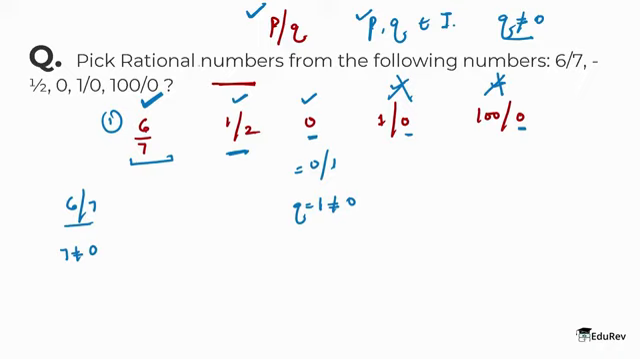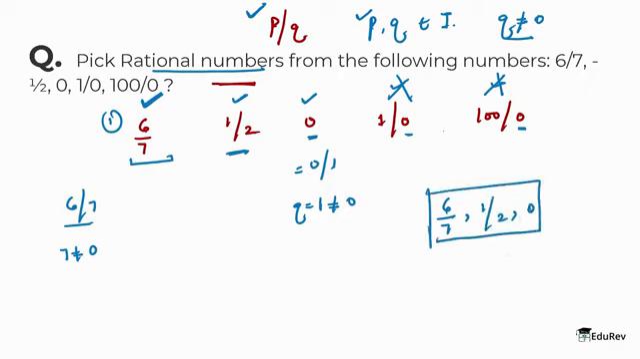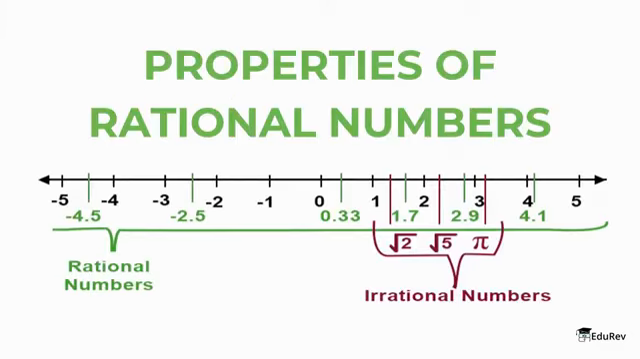So if I need to pick the numbers that are rational numbers from this set, it will be 6 by 7, 1 by 2 and 0. So these three numbers are rational numbers, and the last two numbers which are given are not rational numbers. I hope you have understood this. Now let's move on to the next topic.